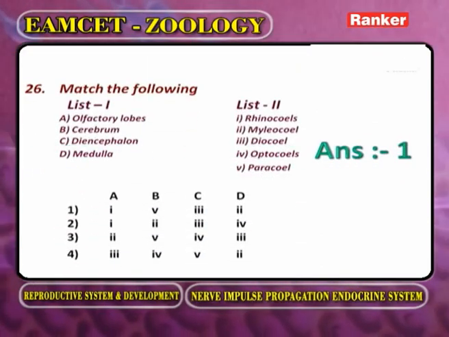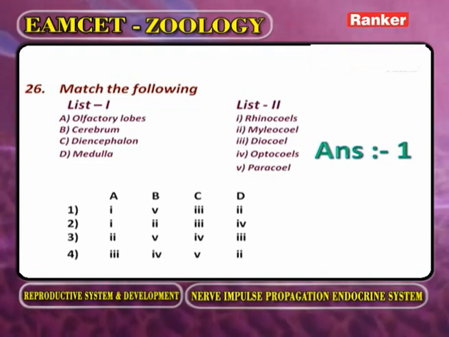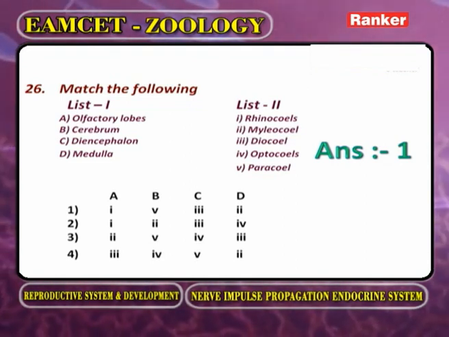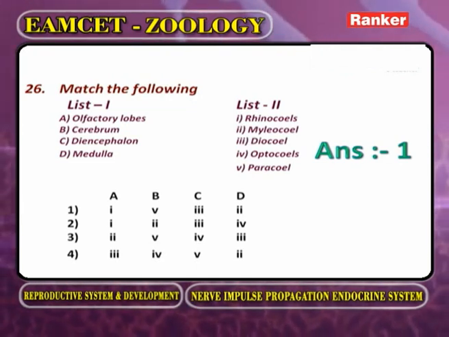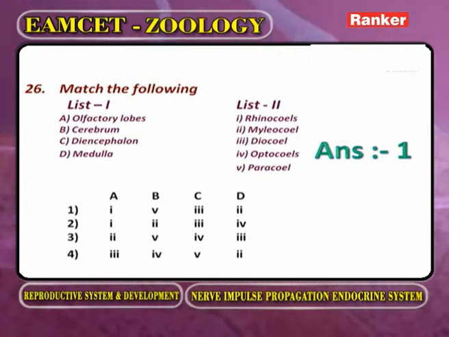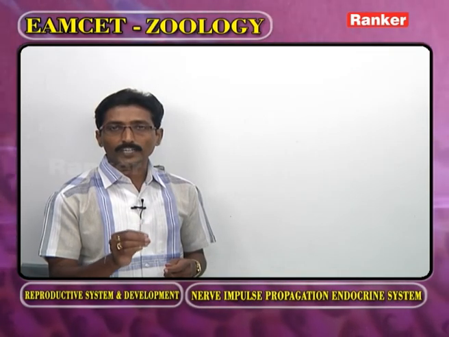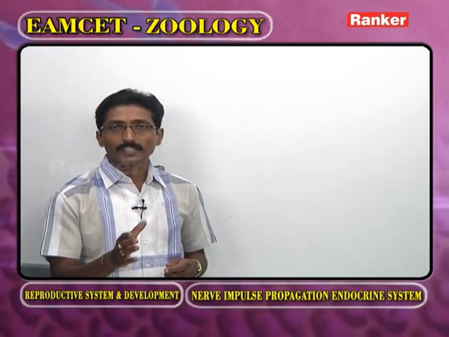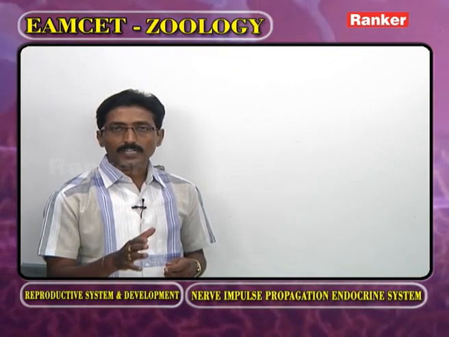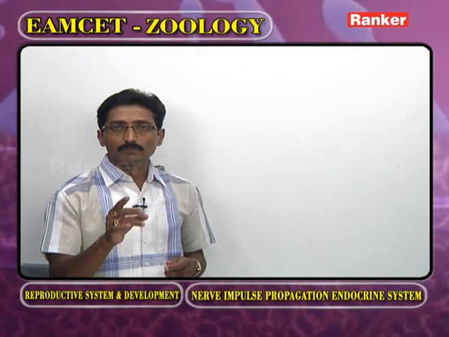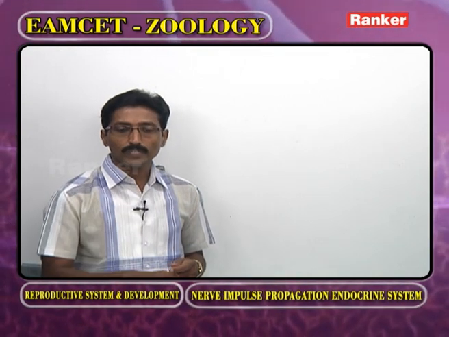list 1: olfactory lobes, cerebrum, diencephalon, medulla oblongata. Now list 2: rhinoceles, myliocele, diocele, optocele and paraceles. What are these? These are the cavities. Now olfactory lobes, what are the cavities? Rhinoceles, they do not have any number. Cerebrum has paraceles numbered as 1 and 2.